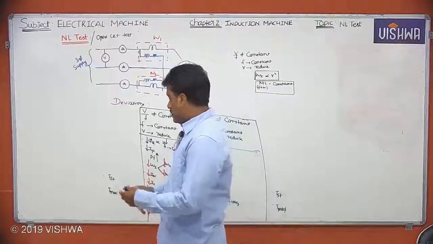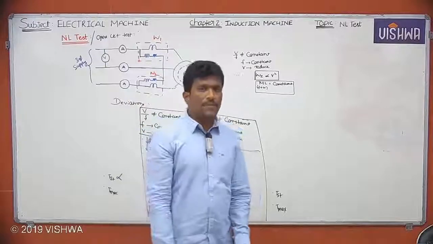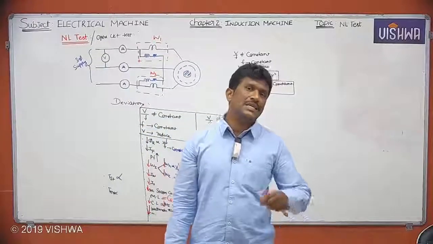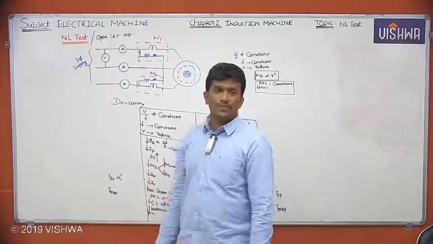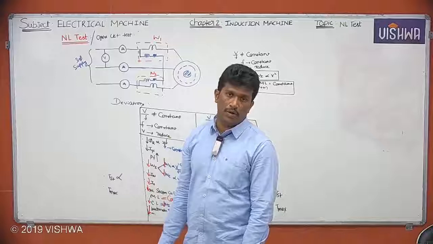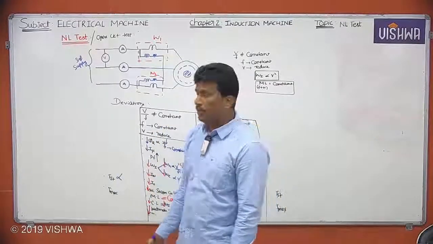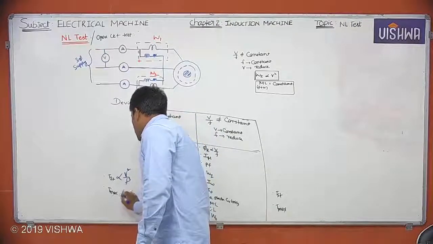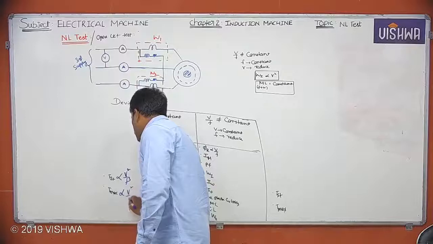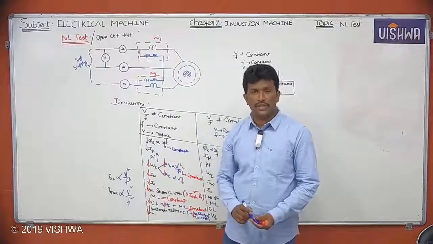Now what about starting torque and maximum torque? Please try to refer to the torque equation topic. There I told you T start in terms of voltage and frequency. T start is proportional to V square by F cube, and T max is proportional to V square by F square. These two relations I told already, please refer to your notes.